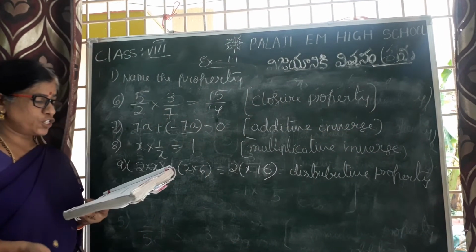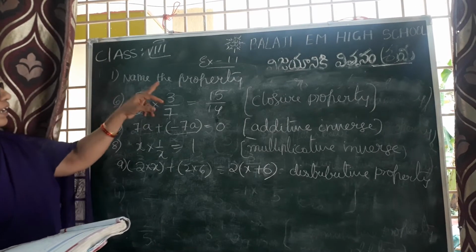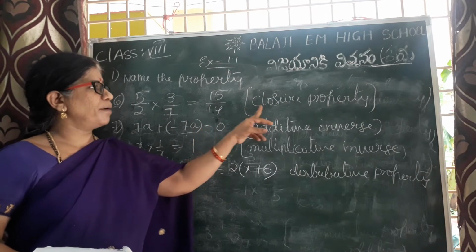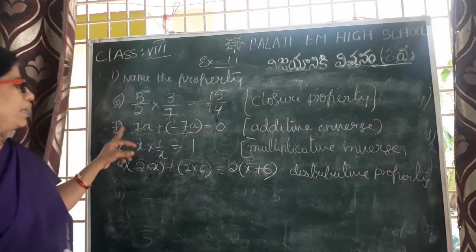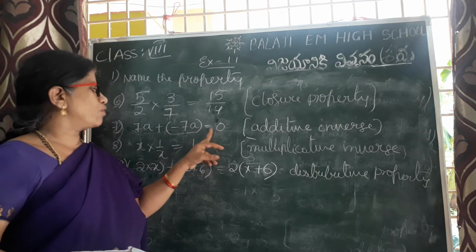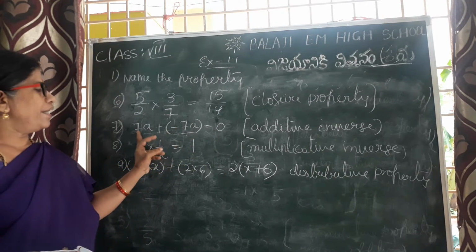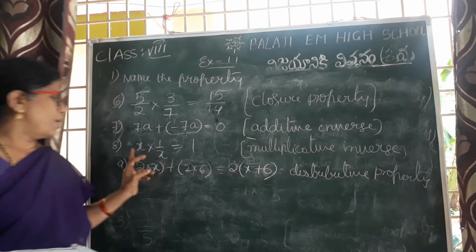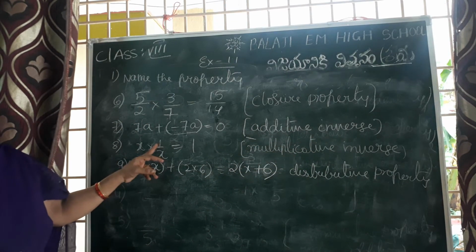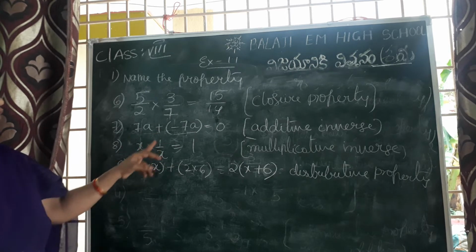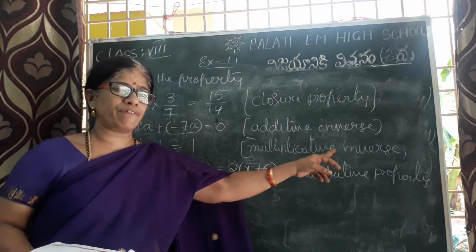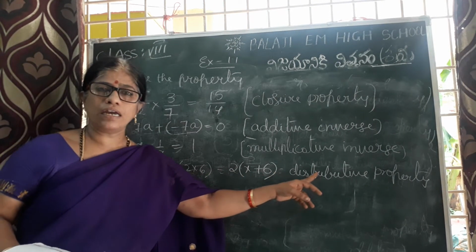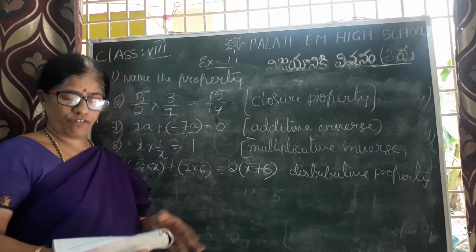With this, the first Roman is completed. Here again, name the property. Two rational numbers multiplied to get another rational number. This we call a closure property. Next, 7a plus minus 7a is equal to 0 because we are adding the inverse of the given number. Therefore, we call it additive inverse. Now multiplying with the reciprocal of the number, or the inverse of the number, gives 1 by x. Write it as multiplicative inverse property. And 2 into (x + 6) equals 2 into x plus 2 into 6 is a distributive property. This is about the first Roman.